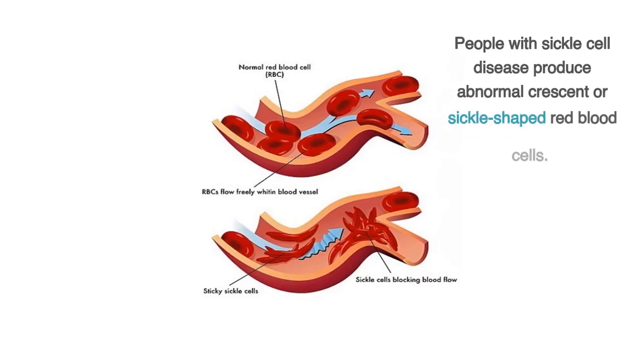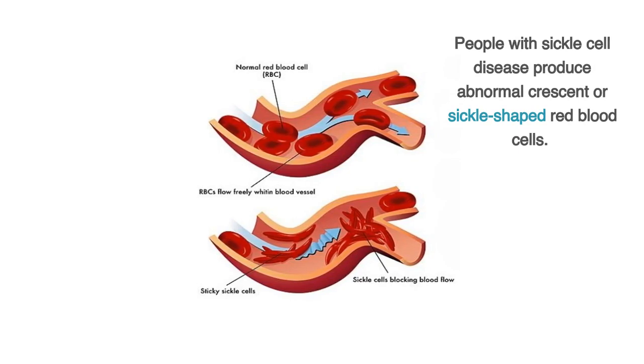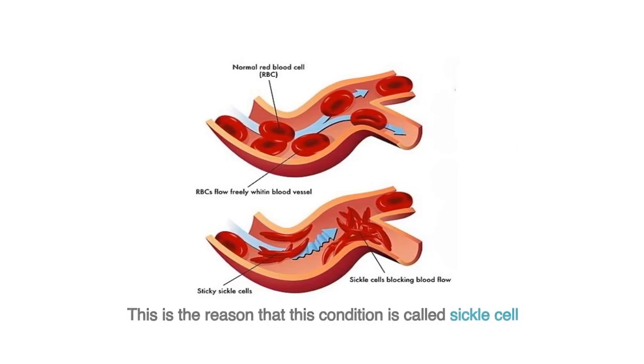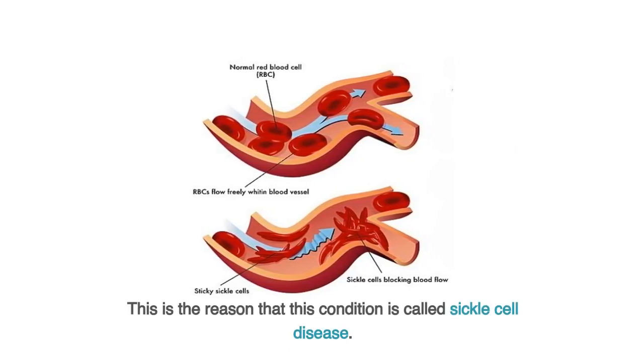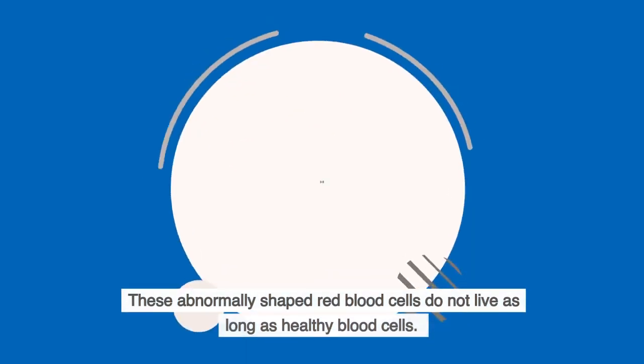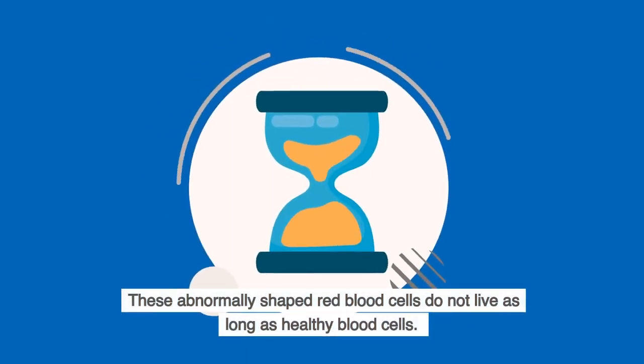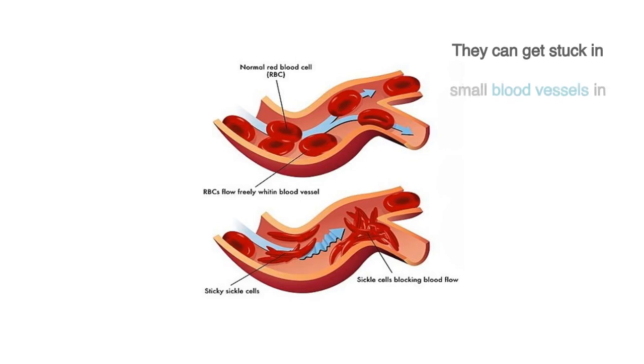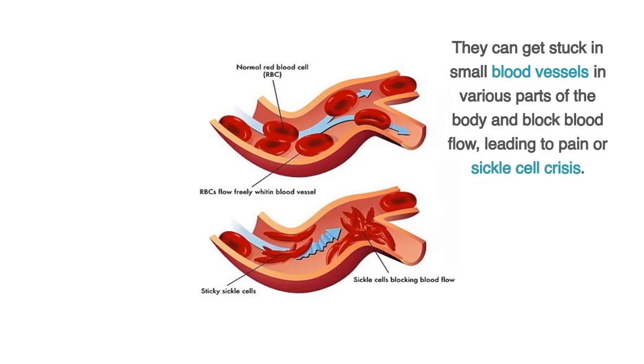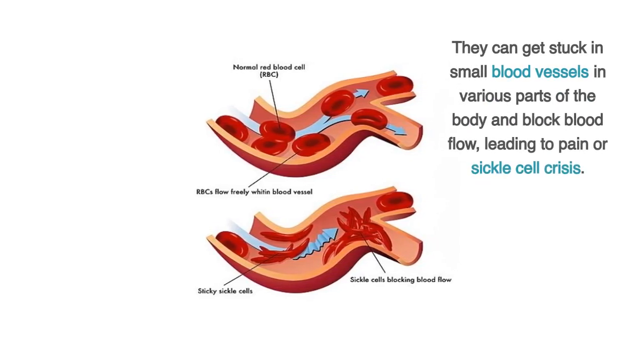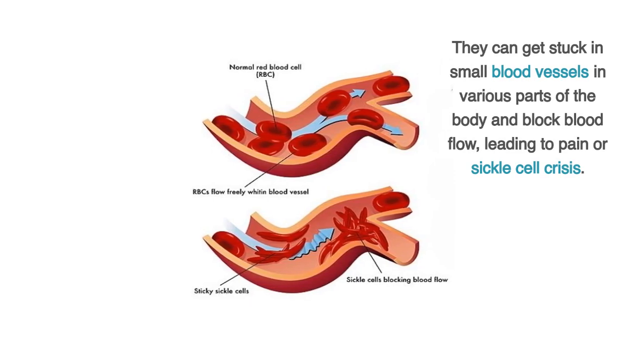People with sickle cell disease produce abnormal crescent or sickle-shaped red blood cells. This is the reason that this condition is called sickle cell disease. These abnormally shaped red blood cells do not live as long as healthy blood cells. They can get stuck in small blood vessels in various parts of the body and block blood flow, leading to pain or sickle cell crisis.